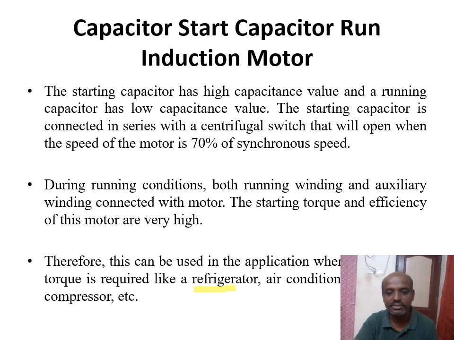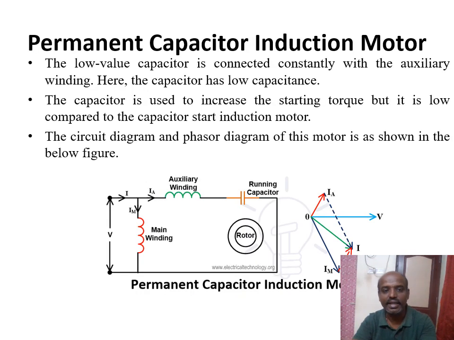Mostly these kinds of motors are used in air conditioners, refrigerators and compressors. The last one is the permanent capacitor induction motor. In this case, a permanent capacitor with low capacitance is connected to the auxiliary winding. Initially it will produce some starting torque for the operation. Once it reaches maximum speed, it runs under normal operating conditions.